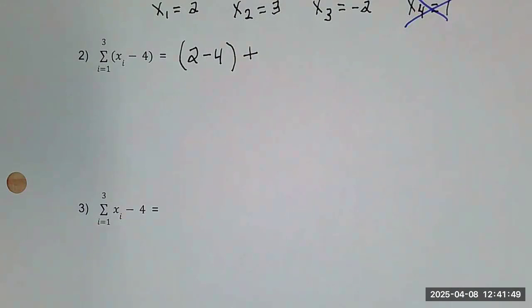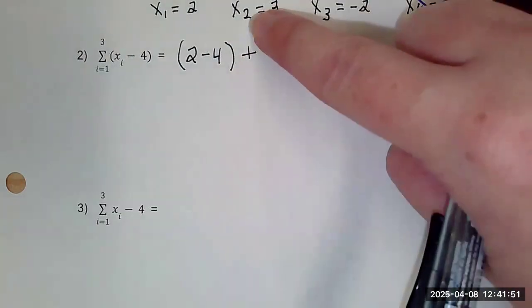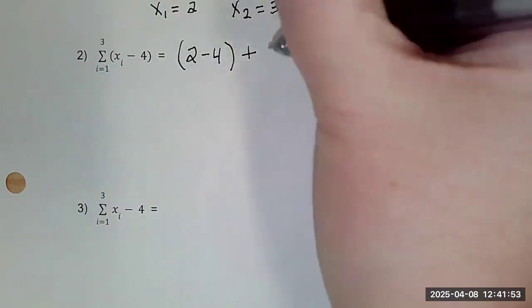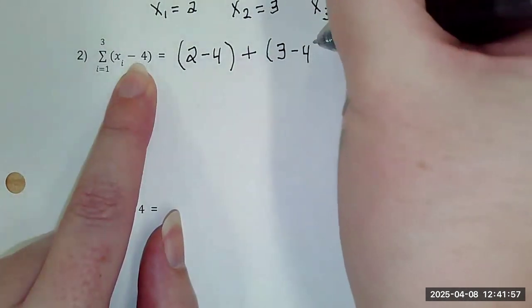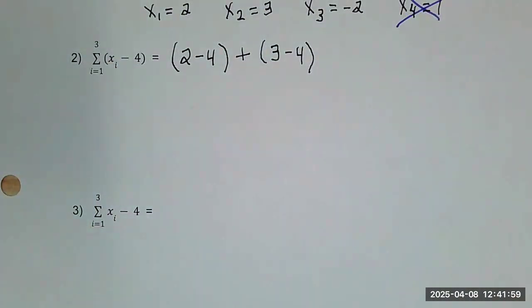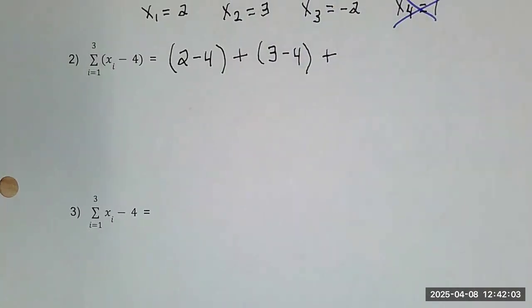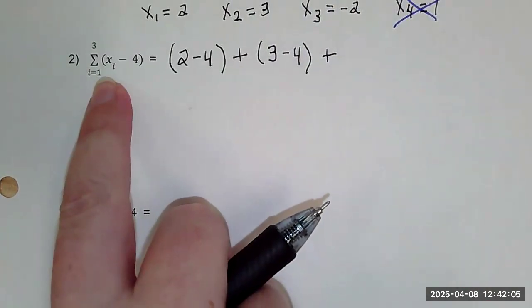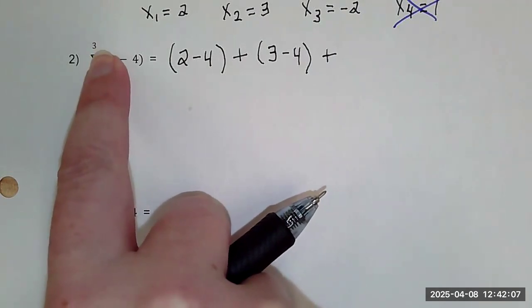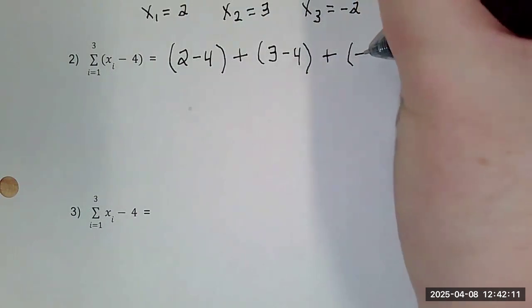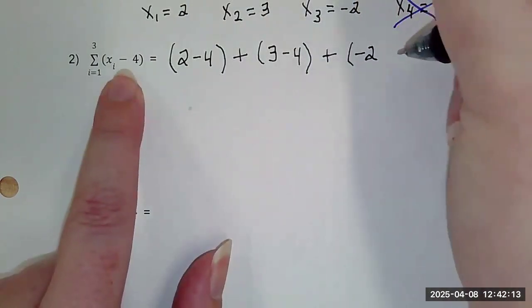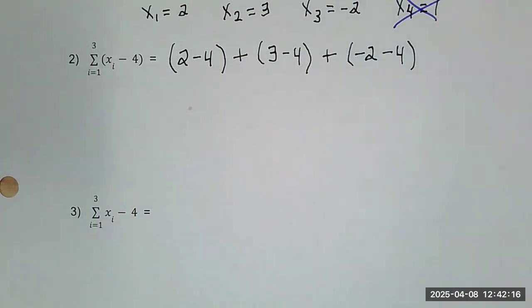We just took care of the first one. Now I'm going to do the second one. So I'm going to go to my second X value. It's a 3. And the rule says subtract 4 from it. So I'm going to write 3 minus 4. And then because it's a summation, I'm going to put a plus sign. And then the rule says after we do 1 and 2, we're going to go up to 3. That's going to be the last one that we do. The third one is -2. And the rule says subtract 4 from it. Boom. We stopped at the third one.